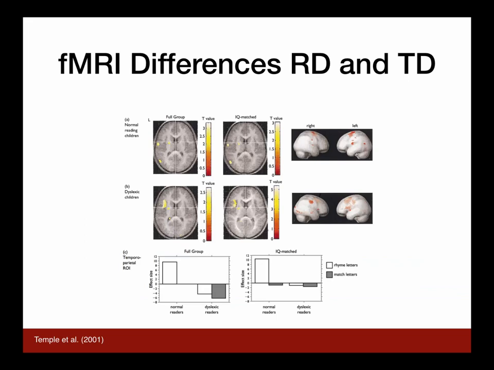And in fMRI, this is Temple et al., 2001. Sorry, I'm missing some of my labels. You see in the normal reading children, we see some activation in the right hemisphere, but mostly more activation in the left hemisphere. The children diagnosed with dyslexia tend to show more activation in the right hemisphere and sort of underactivation in the left hemisphere.